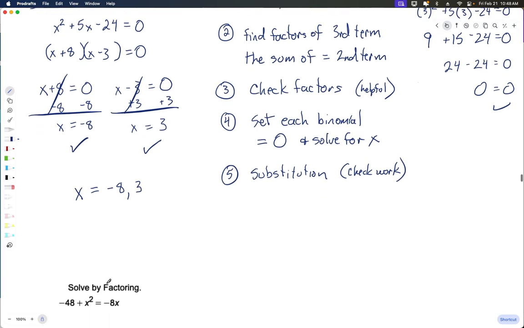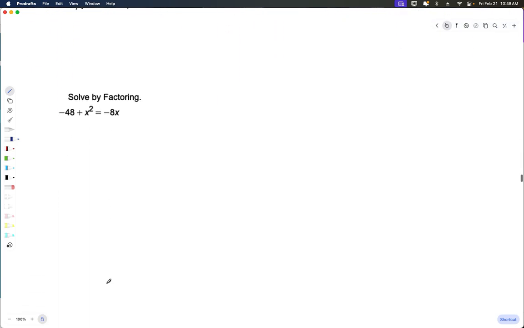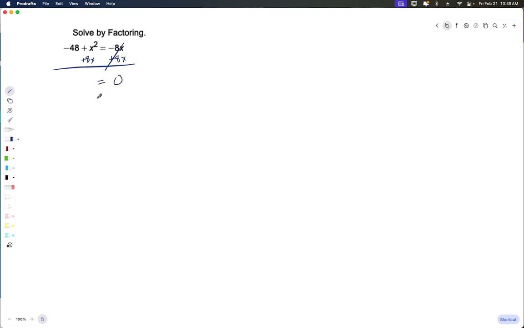Let's do the next one. So we're going to solve by factoring. So remember, our first step, we want to have everything in descending order. That's step number 1. Descending order of the variable equal to 0. So to do that, I need to bring this over here to put it with the other terms. So I'm going to add 8x to both sides. This would cancel and be equal to 0.